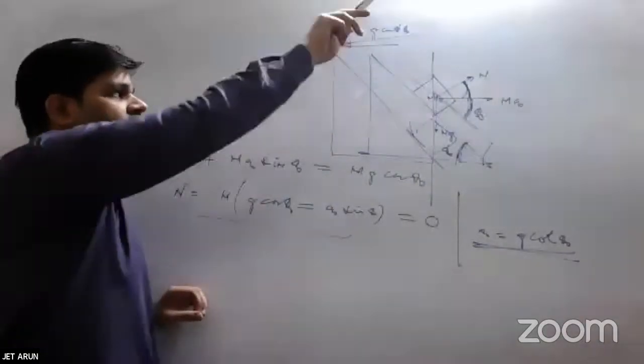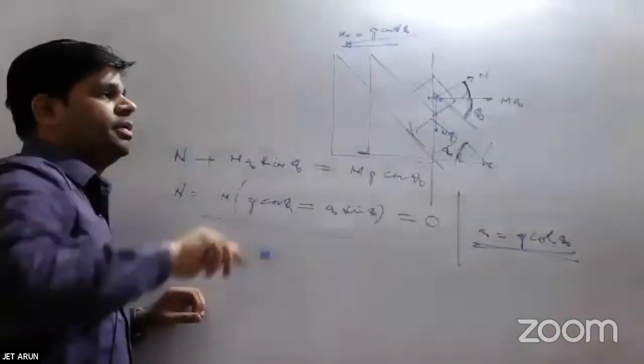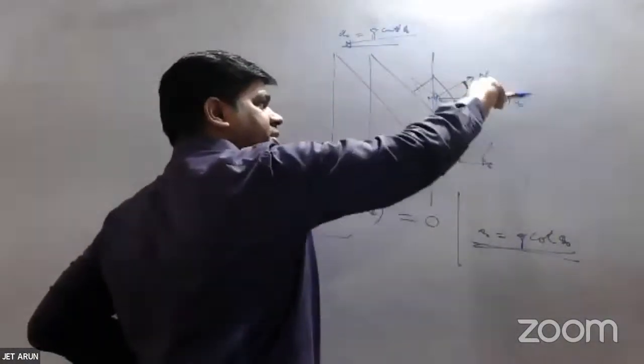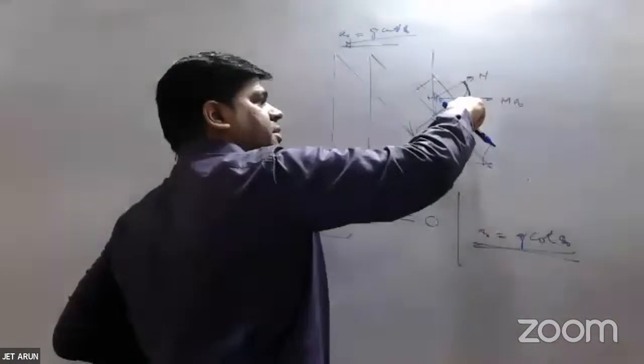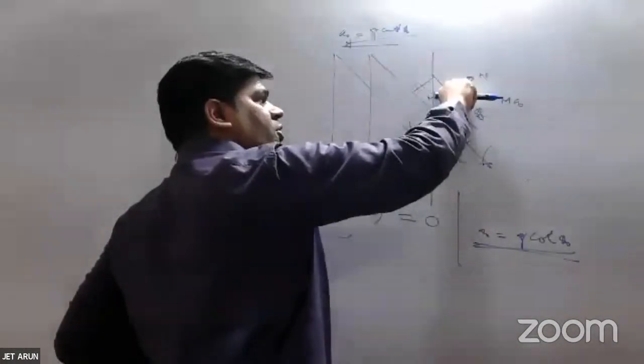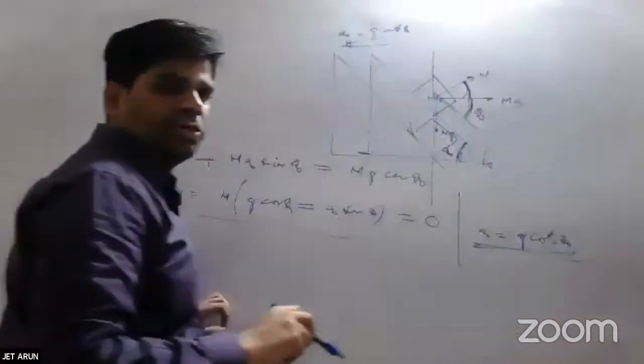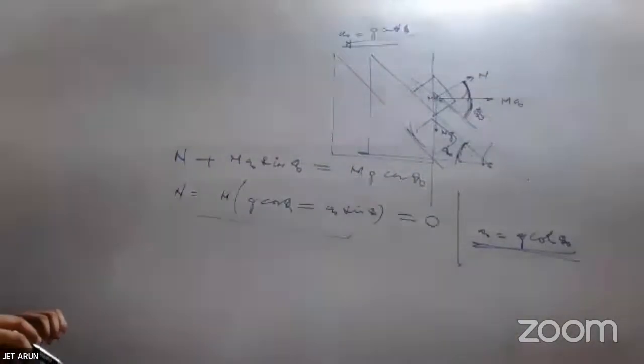I will take the component along the normal, perpendicular to the plane. I'm not taking the component of MA along this plane. That is MA cos theta. I'm taking the component of this MA perpendicular to the plane. That is MA cos of 90 minus theta. Cos of 90 minus theta is sin theta.